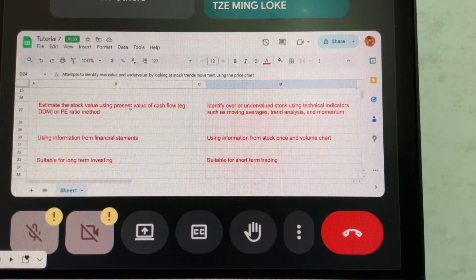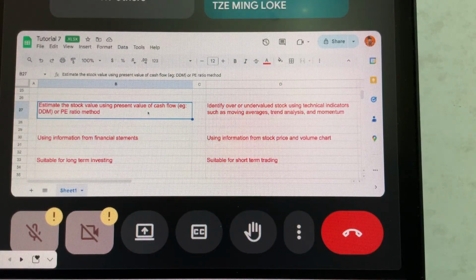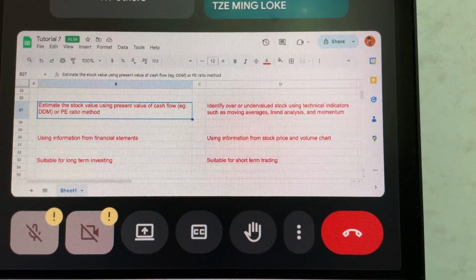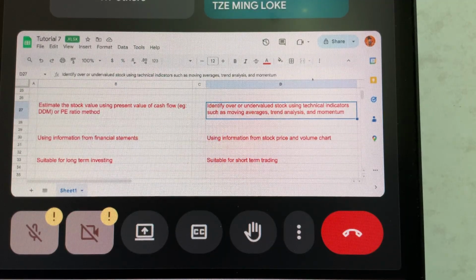Fundamental analysis estimates the stock value using the present value of cash flow, for example, DDM, or P/E ratio method. What about technical analysis? Technical analysis identifies overvalued or undervalued stocks using technical indicators such as moving average, trend analysis, momentum analysis, and so on. So that is what you will use in technical analysis. So these are two different things.